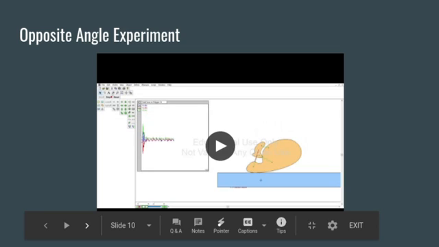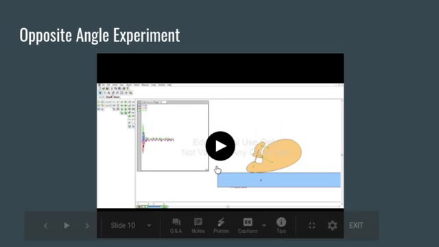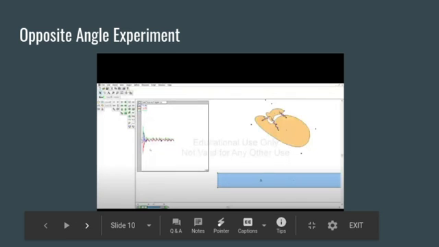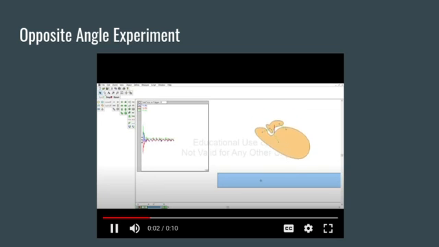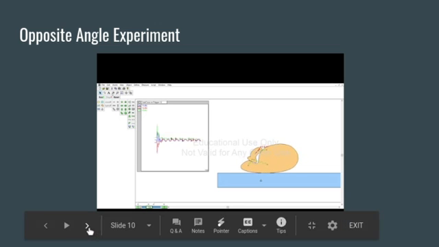The second experiment was the opposite angle experiment. Here is a video of the opposite angle model 1 experiment at negative 60 degrees. For this experiment, the independent variable is again the angle of the model. The dependent variable is the total force on the scaphoid in newtons, and controlled variables are the height of the model and the angle of the blocks.